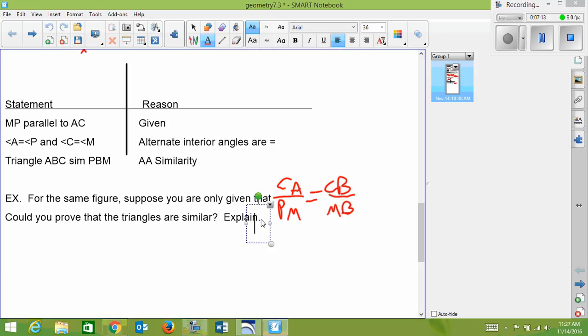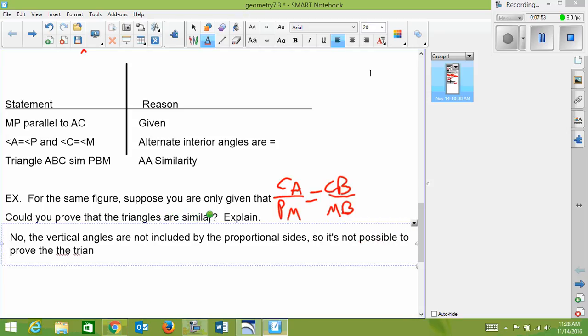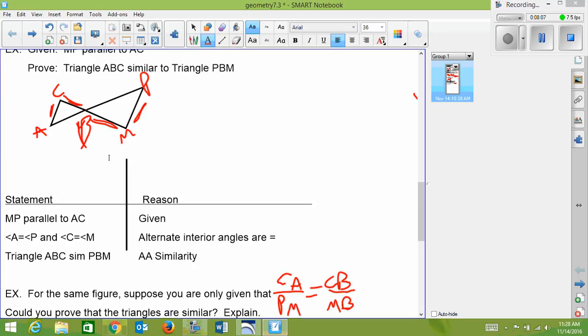The first thing I would ask you is, what about the angles? So I would say no. The vertical angles are not included by the proportional sides. So it's not possible to prove that the triangles are similar. So if we go back up here and look at it, what did I just say? These two are vertical. This one right here and this one right here. Those are vertical angles. They are across from each other.